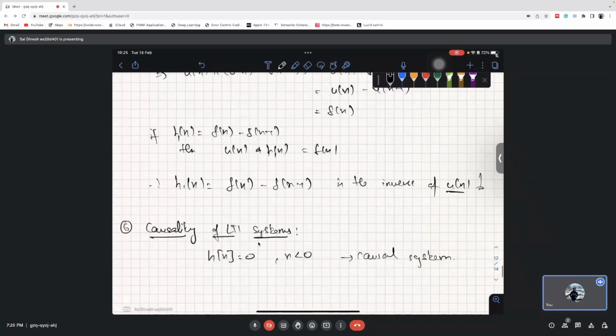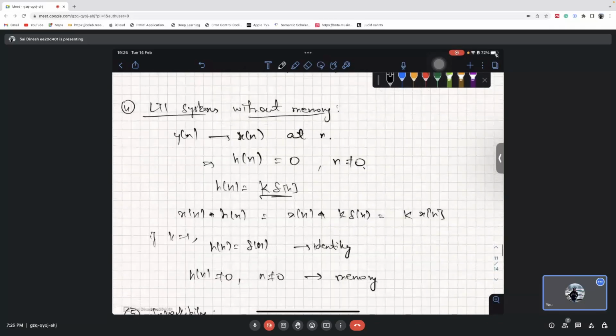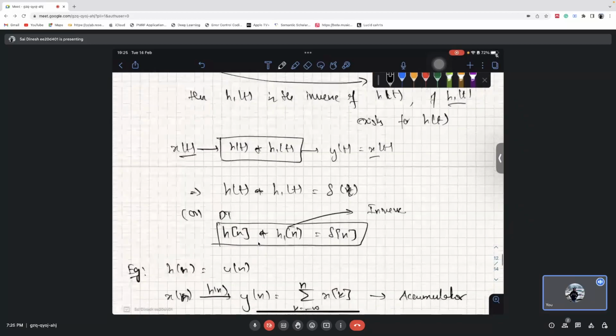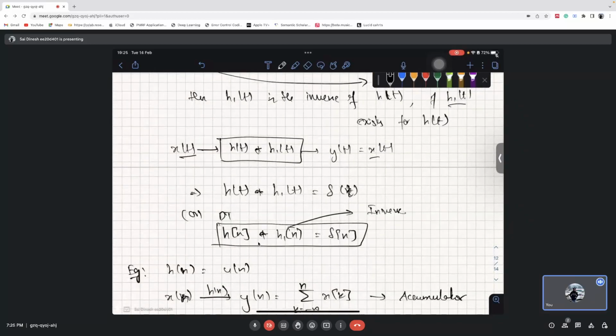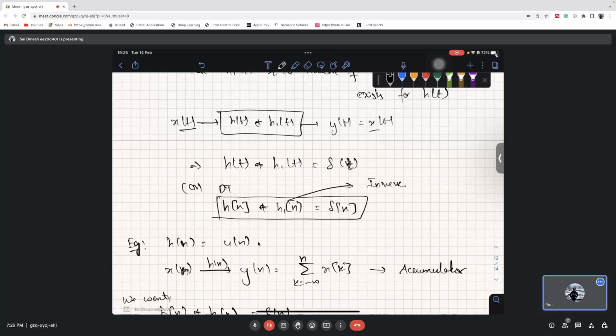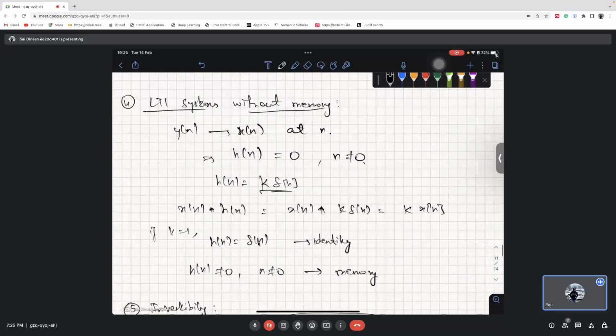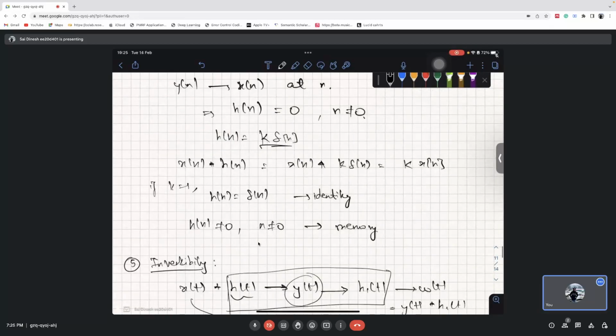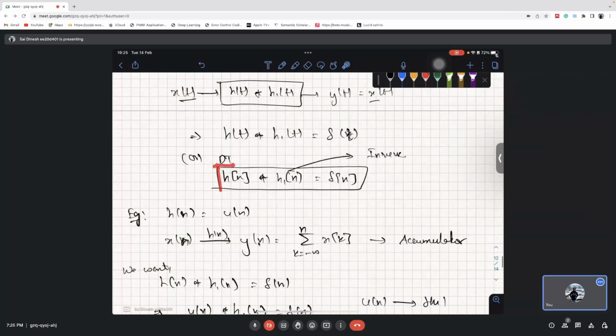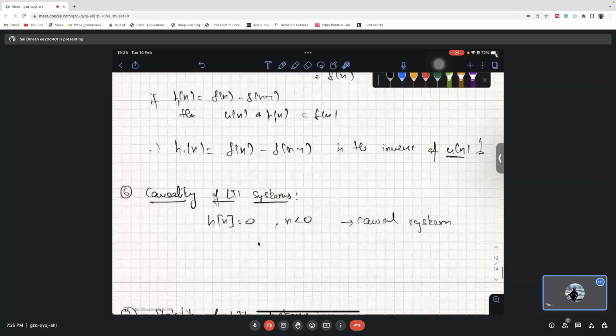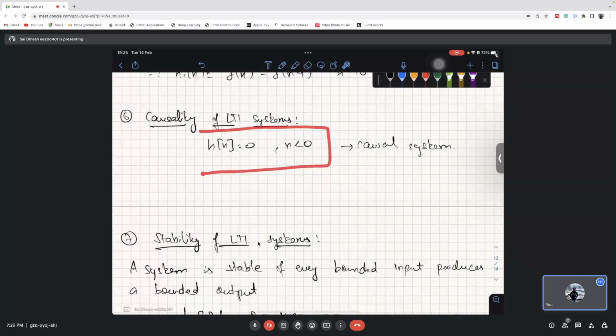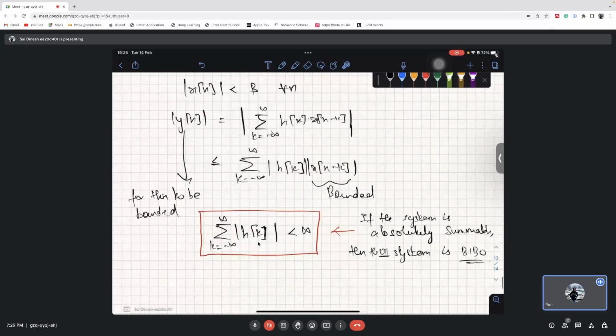So we said that if a system is invertible, meaning that h of n convolved with some other h1 of n, the inverse, will produce a delta of n. And then an LTI system without memory means that h of n equals 0 for n not equal to 0. This is for inverse, and this is for causality, and this is for stability, which is absolutely summable.